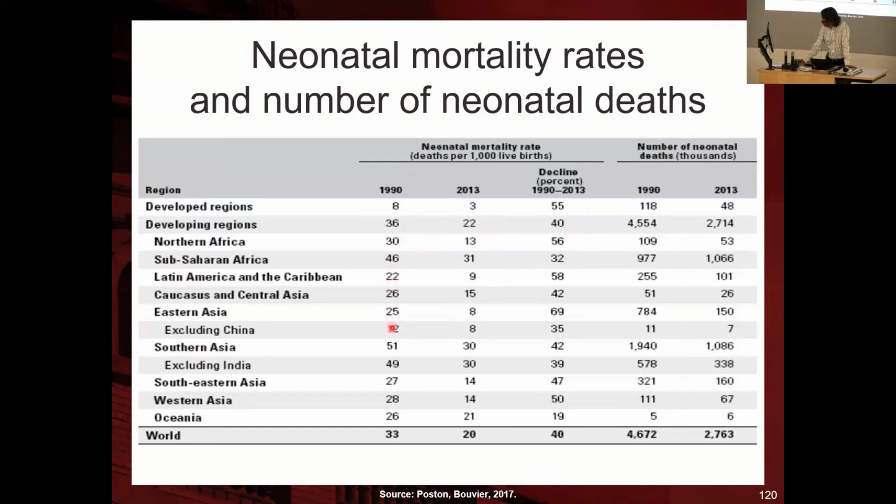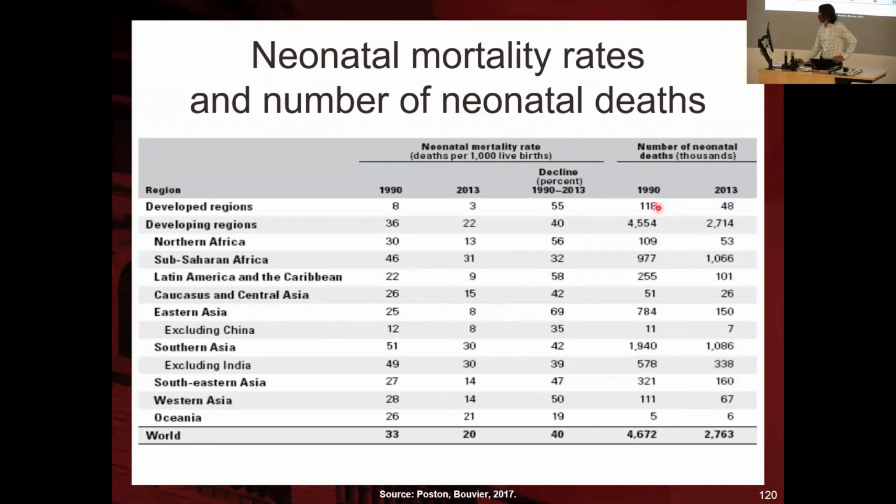And this decline happened differently within all these groups here within developing regions. And for example, the regions that had really high levels of neonatal mortality at the beginning of the period, like Northern Africa, 30 to 13, it experienced a huge decline in terms of percentage change. Sub-Saharan Africa, on the other hand, was even higher than Northern African countries. It did not decline so much. It declined to 31 deaths per 1,000 live births in the first 28 days of age, a decline of 32%, lower than the 56% in Northern Africa. So you still see a lot of variation. In Eastern Asia, huge improvement from 25 to 8 per 1,000 live births, 69% decline between 1990 and 2013.